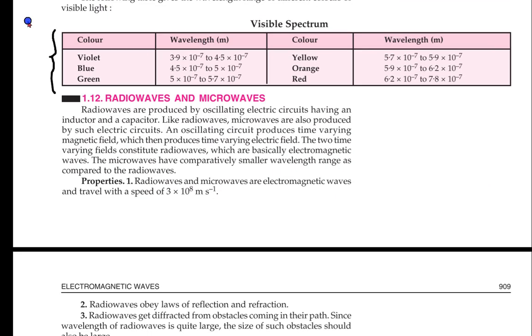Visible light includes violet, blue and green; these are the light colours, VIBGYOR.